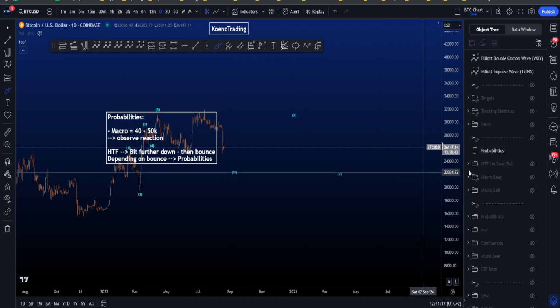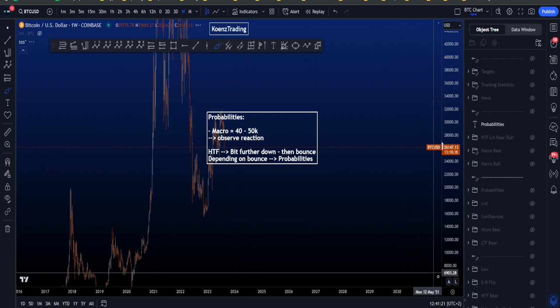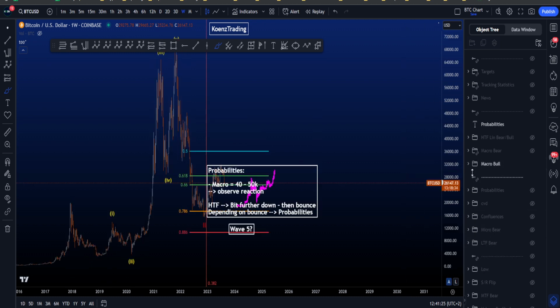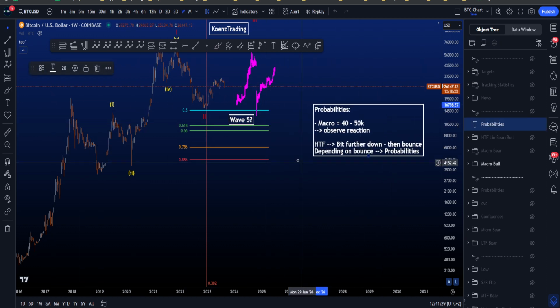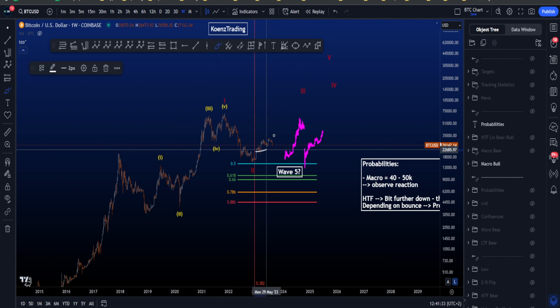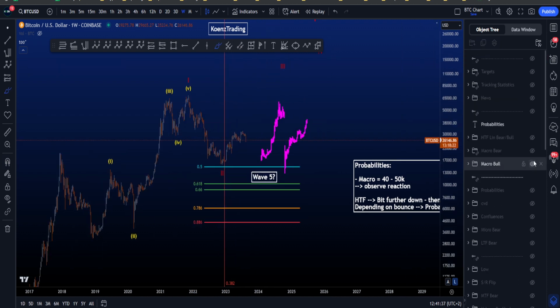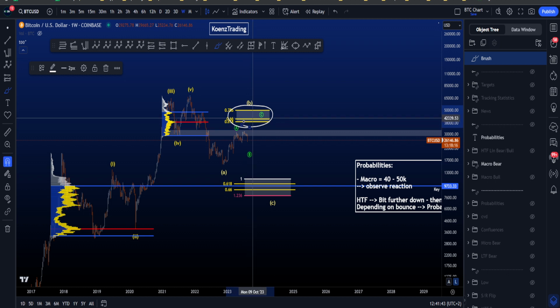So if we then finally look at the probabilities of the different scenarios, then on the macro time frame in both cases, we are still looking for price to move to the upside at least a little bit more towards that 40 to 50k area. Because in a bullish scenario, you of course want to see continuation and eventually take the all-time high. And in a more bearish scenario, you're also looking for around the 39 to 50k area, see what price does over here for then potentially a move back to the downside.